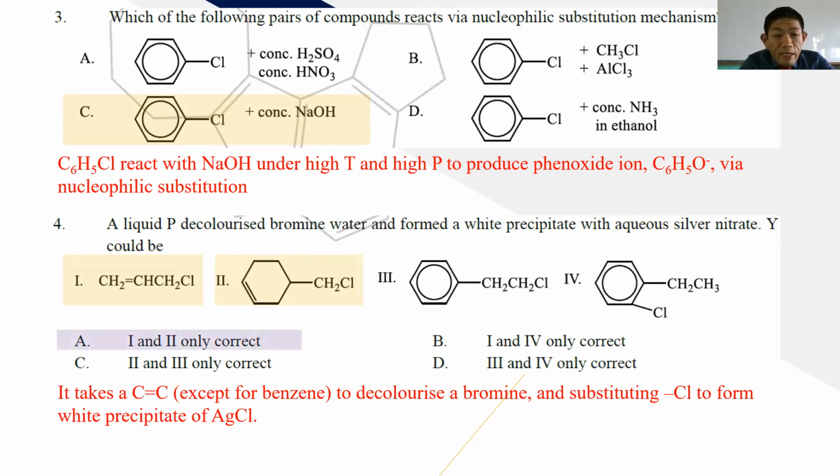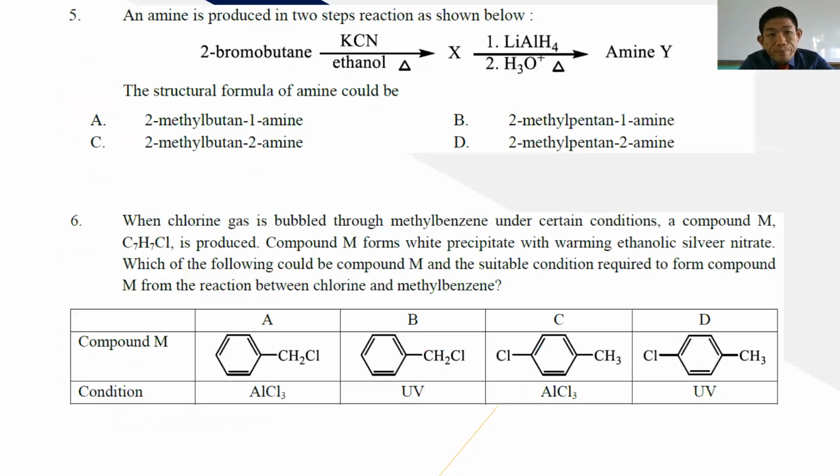So the best answer in here is 1 and 2 only correct. So the answer is A. As for number 5, an amine is produced in the 2 steps reactions shown below. So I have 2-bromobutane, KCN in ethanol, and then you have X, and then you have LiAlH4.